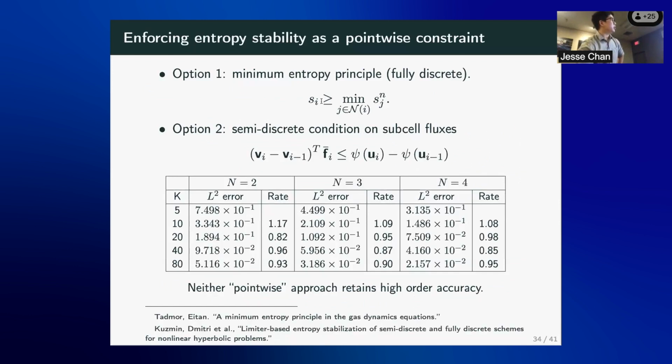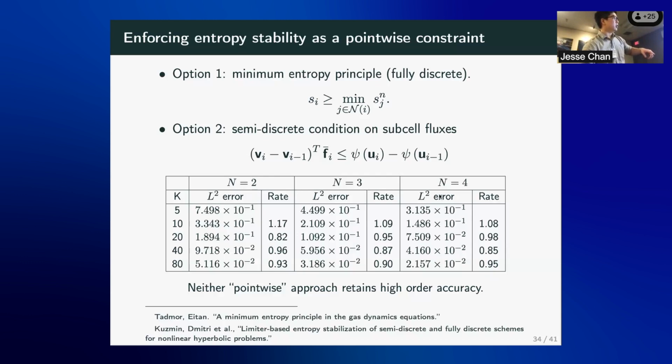So we tried enforcing a couple different things. We tried enforcing a minimum entropy principle. This is a really common approach where for an inviscid flow, at least, you get robust entropic schemes if you enforce that the entropy at each node is larger than or equal to the minimum specific entropy over each neighborhood. We also tried enforcing a semi-discrete version of this entropy stability condition from Tadmor over each subcell flux. And in both cases, we observed something was strange.